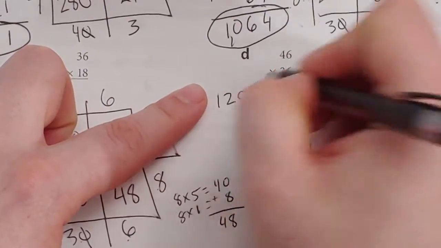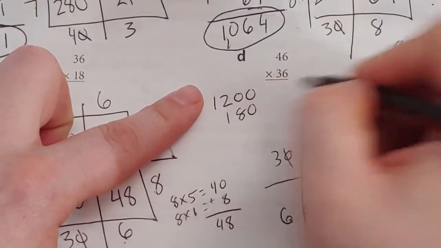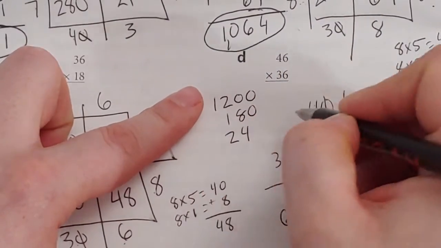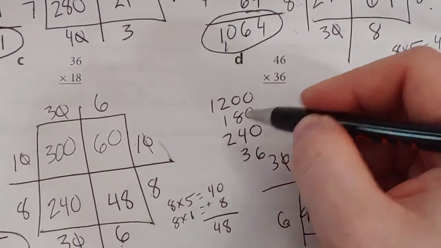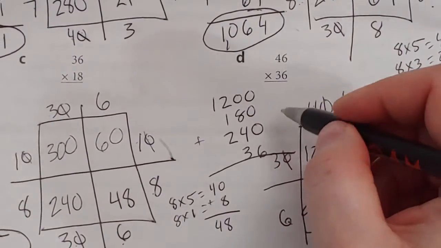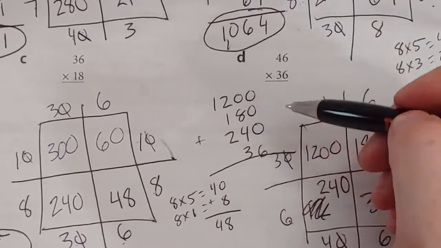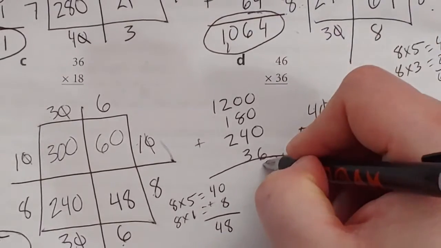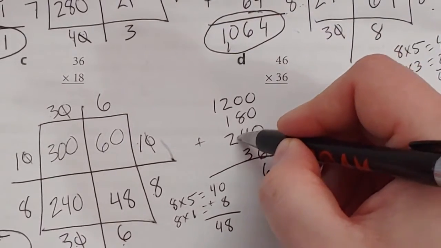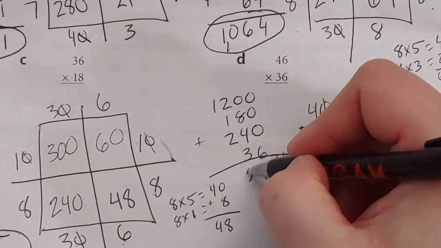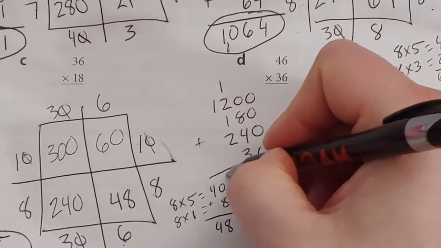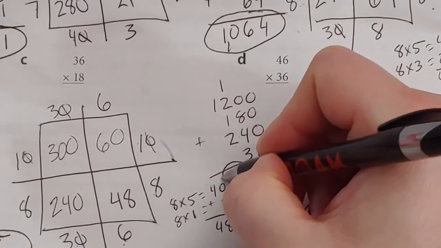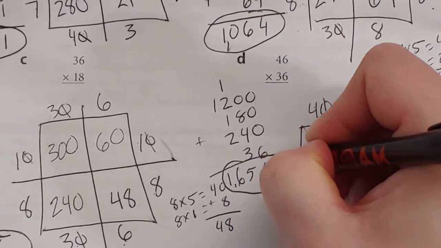1, 2, 0, 0, 1, 8, 0, 2, 4, 0, 36. I feel like we've written 240 a lot. Almost all the problems on this page have had them. All right, 6, 8, 9, 10, 11, 12, 13, 14, 15. 2, 4, 6, and 1. Make sure I circle just the numbers that I need.